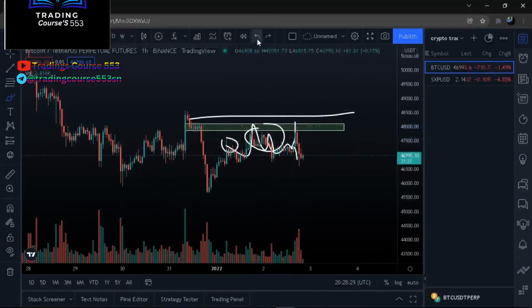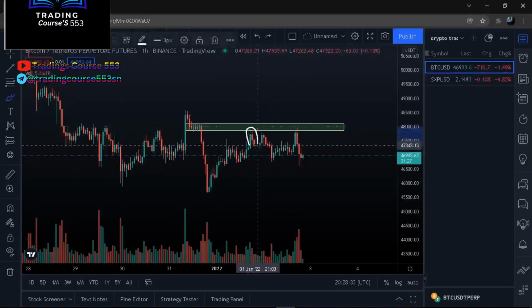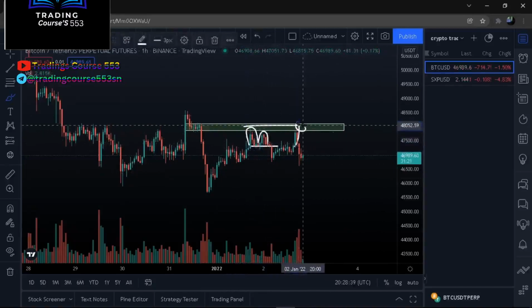But this time, if I show you something, let's just say you are a technical bookworm, you shorted this double top pattern, right, where your stop loss would be somewhere around here. What happened? The market went higher, took out the stop loss, and then now is going lower.